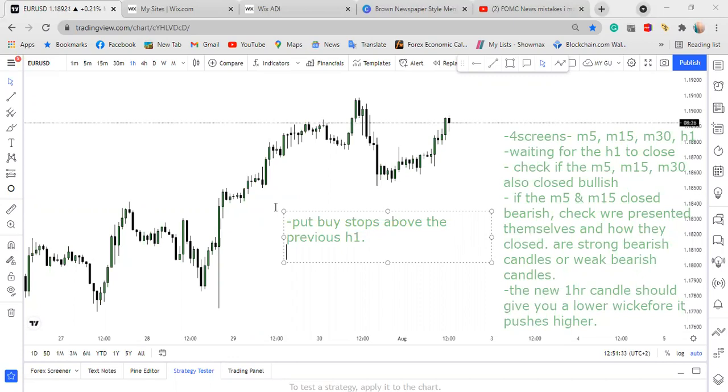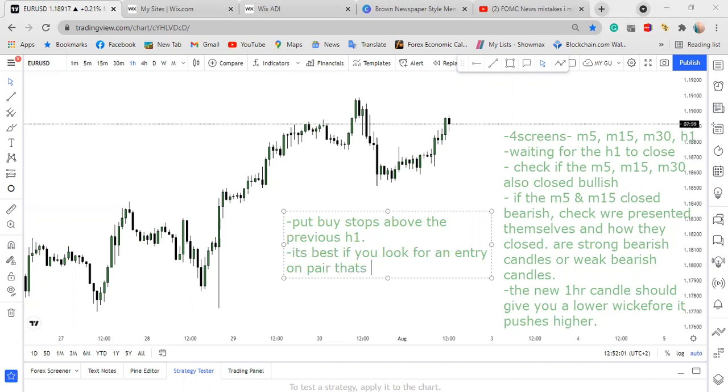When you're using this strategy, let's just write it here, it's best if you look for an entry let's say on a pair or with a market structure that's at a support or resistance.